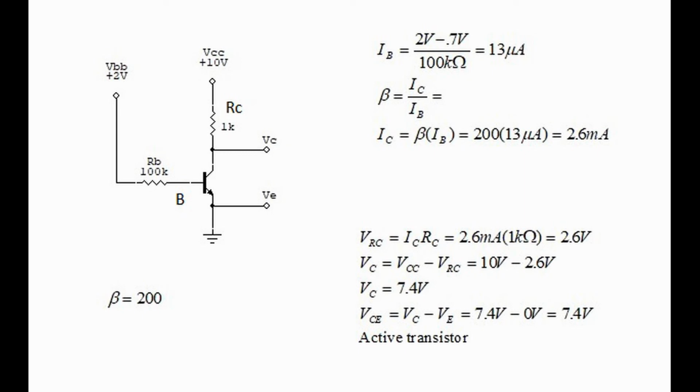We calculate the voltage at the collector, VC, by saying that it is VCC minus VRC, or 10 volts minus 2.6 volts. So VC is equal to 7.4 volts. In this circuit, the emitter is attached to ground. But even so, we say that VCE is equal to VC minus VE. In other words, 7.4 volts minus 0 volts, and this equals 7.4 volts. Notice then that VCE is the positive number that we were looking for, and what this does is it proves that this transistor circuit is an active transistor.